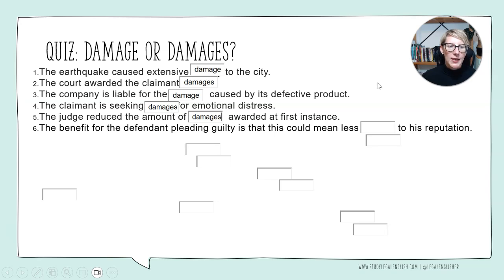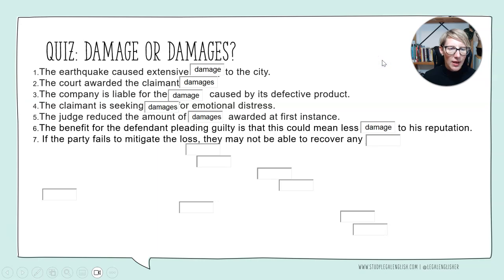Next one, number 6. The benefit for the defendant pleading guilty is that this could mean less damage to his reputation. Of course, it's damage to the reputation.